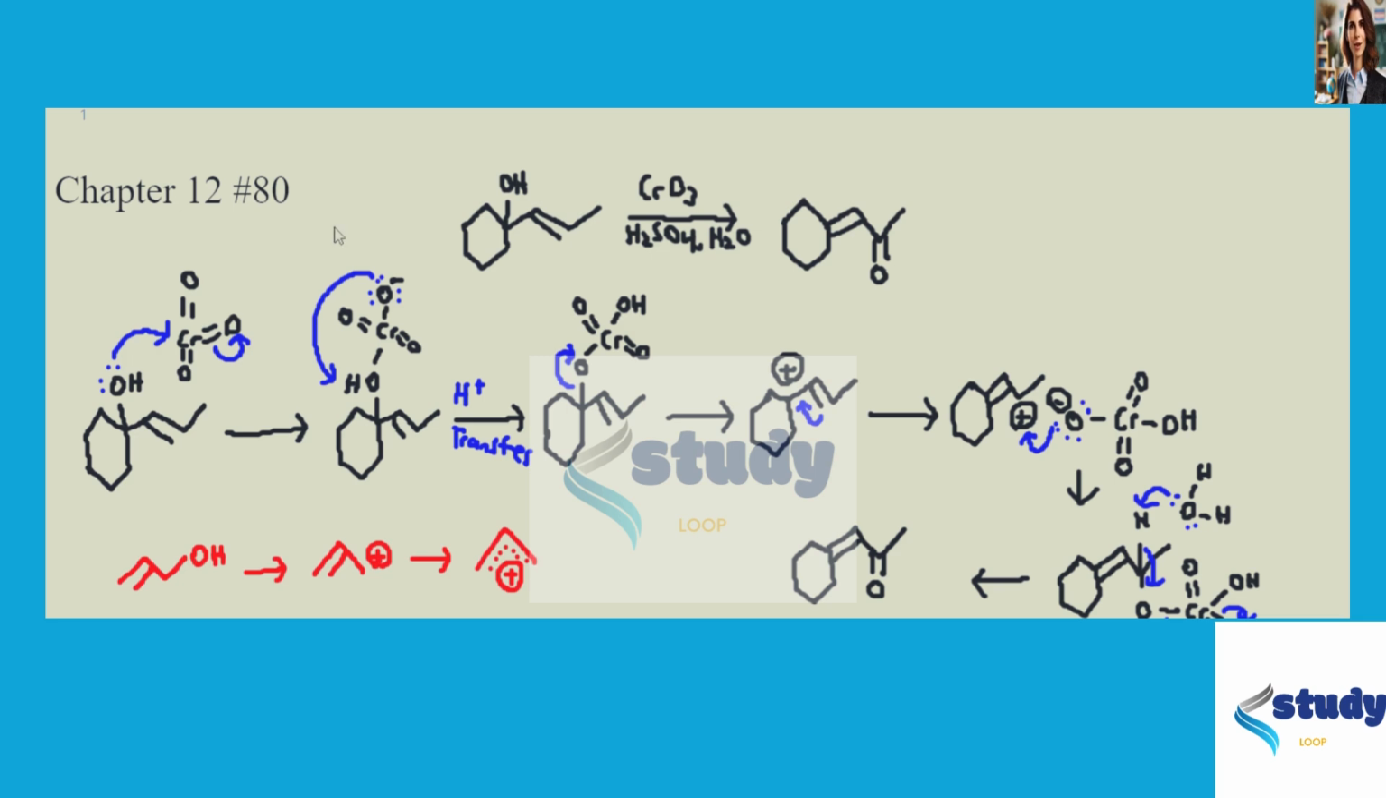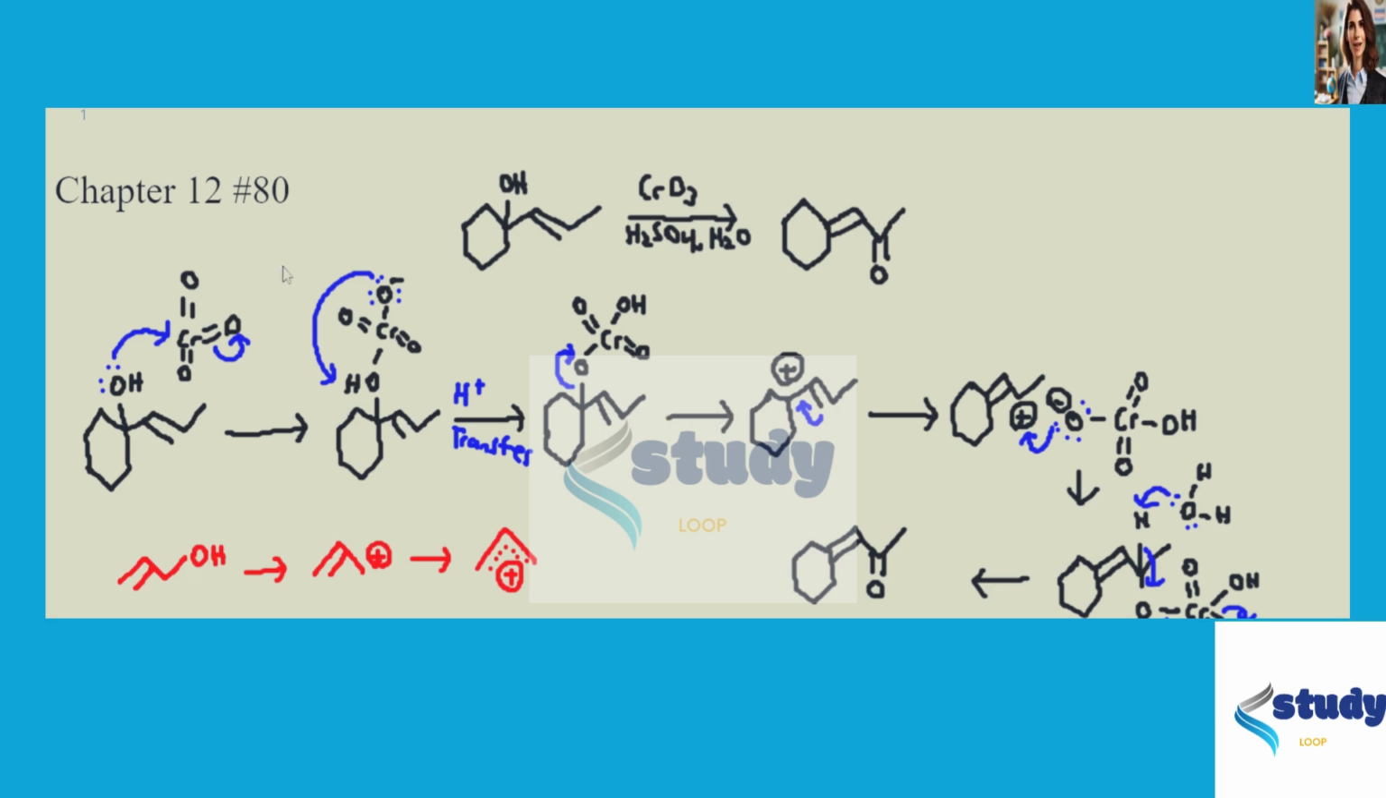This is the answer to Chapter 12, problem number 80 from the Smith Organic Chemistry textbook. And so this problem is asking us to look at the oxidation of an allylic alcohol with chromium trioxide, sulfuric acid, and water. And we get a product that I guess is different than the product you might expect just by looking at the starting material and the reaction conditions. And we're asked to draw a stepwise mechanism to explain this. And so I've drawn that out here.